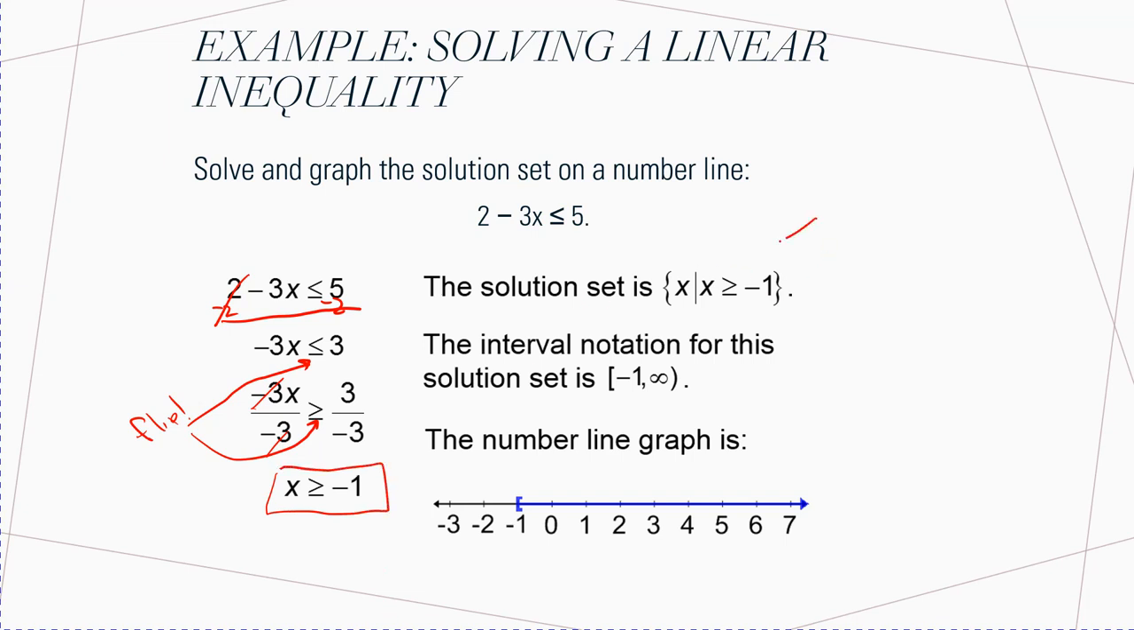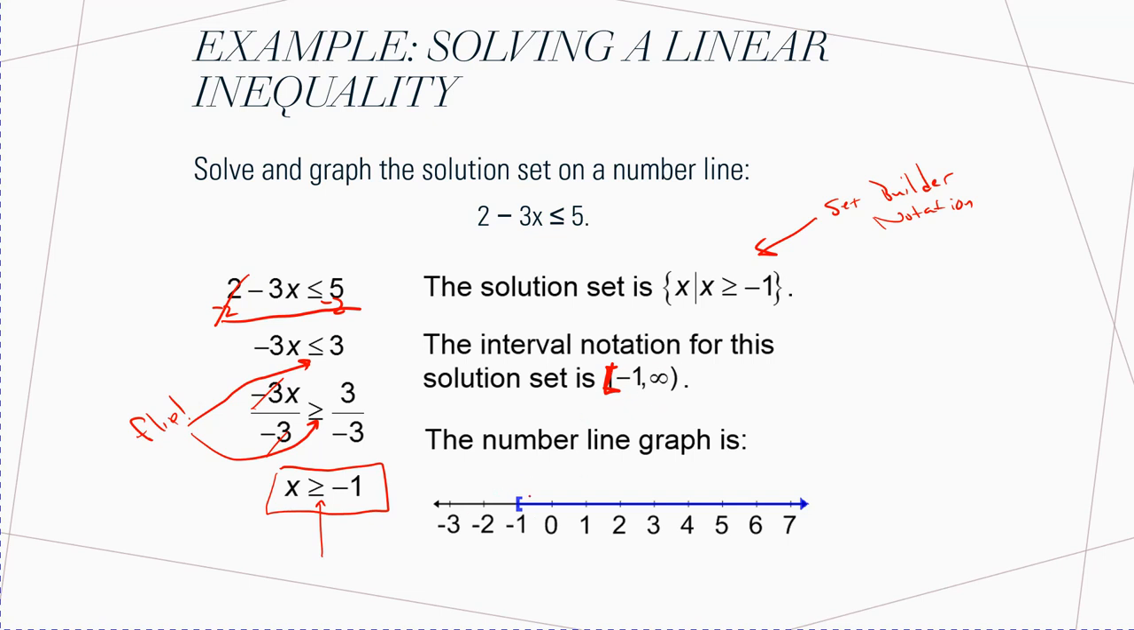All right, so this is how you would show that in set builder notation. x such that x is greater than or equal to negative 1. The interval notation, because it has an equal sign here, gets the closed bracket. You would start at negative 1, comma, and then it's everything above that. So you would go to infinity.